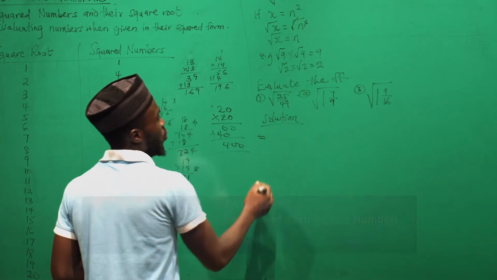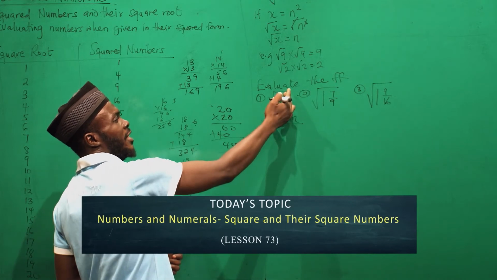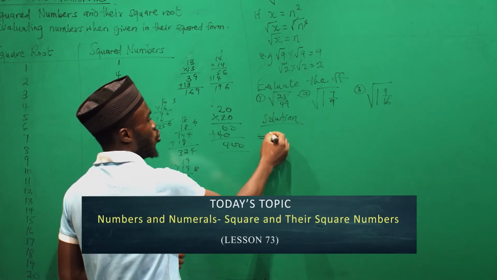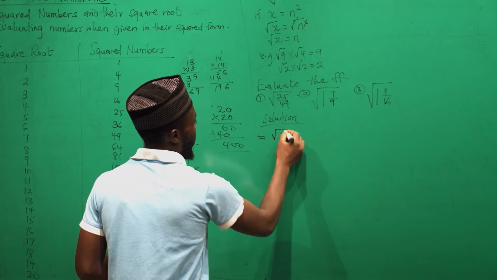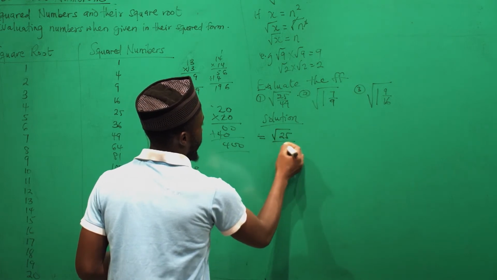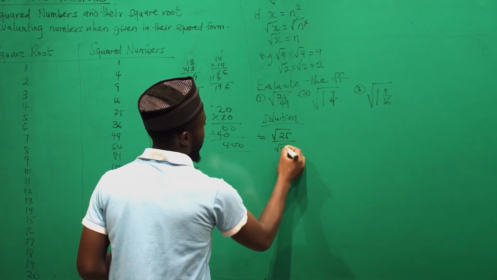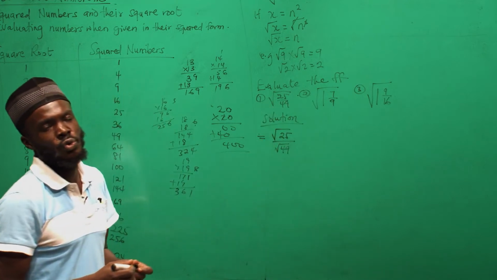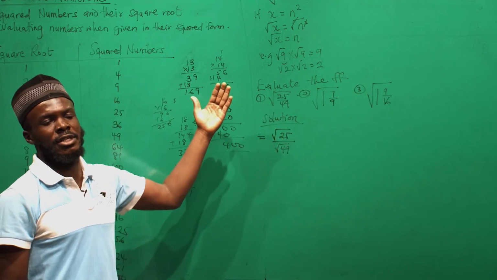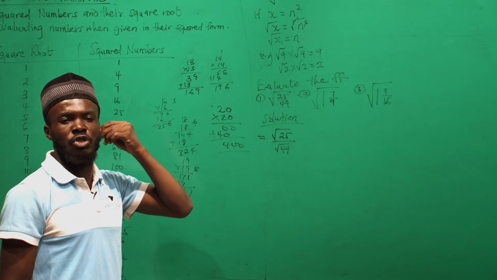Solution. So it's equal to, now this square root is covering these two, so it should be the square root of individual numbers. That's the square root of 25 all over the square root of 49. So you share the square root into 2, one covering the numerator, and one covering the denominator.